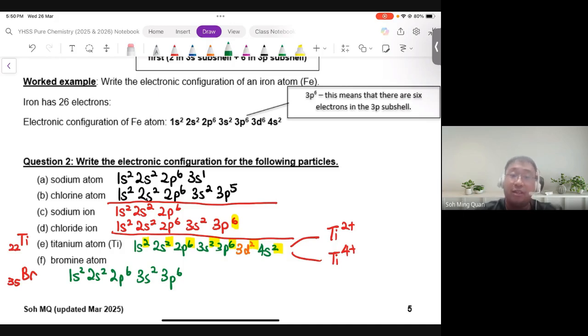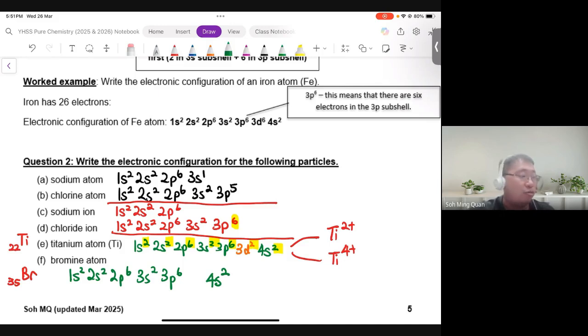So we have filled 18 already, but bromine has 35 electrons. Therefore, we are going to need to move on. So after 3p, remember, you need to move on to 4s. But leave a space, please. 4s, s holds 2. So far 20 electrons.